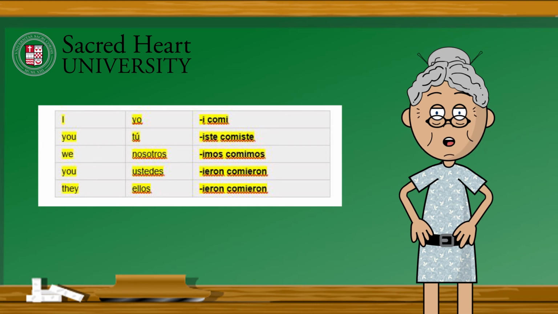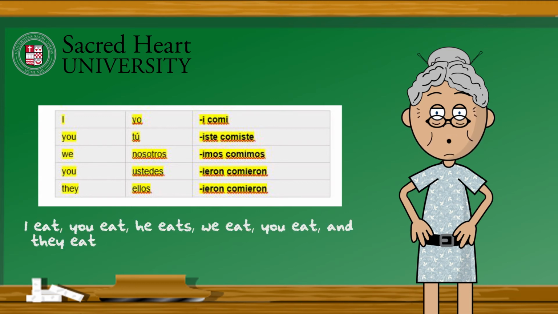Now, in English, things are easier. We don't mark verbs for every person and number. In fact, we only have one verb marker in the present tense, and that's the S that goes at the end of third-person singular verbs. So, I eat, you eat, he eats. We eat, you eat, they eat.